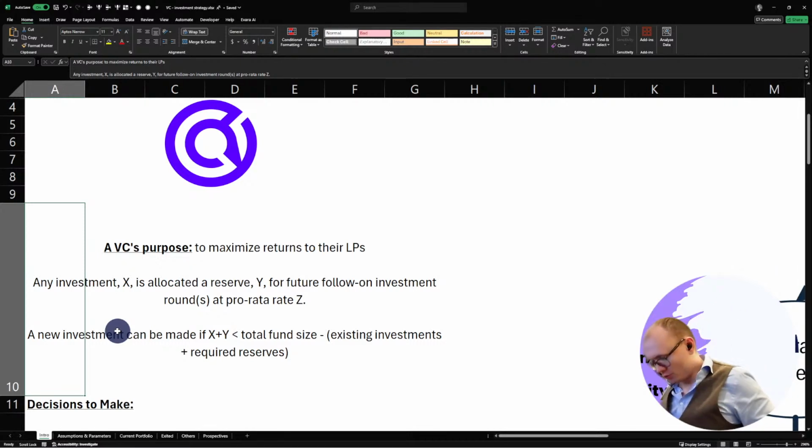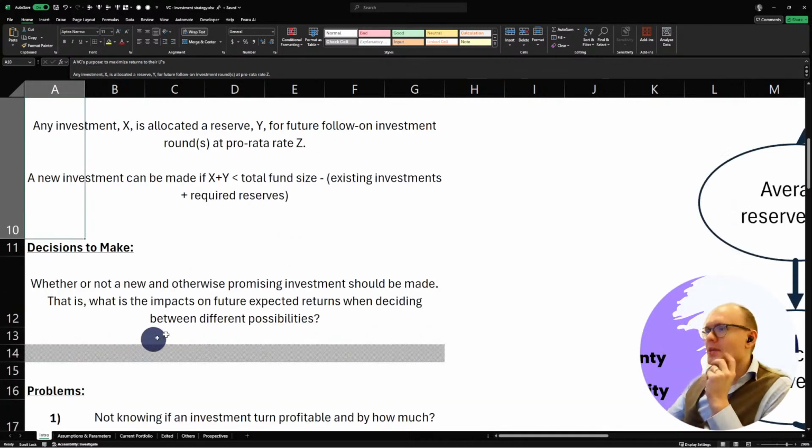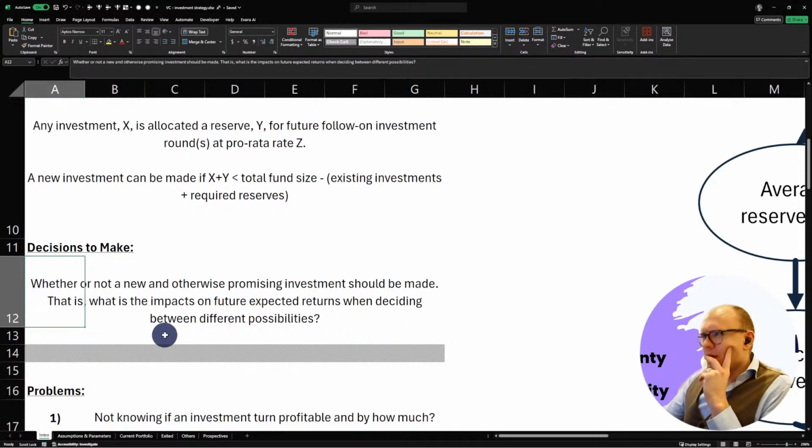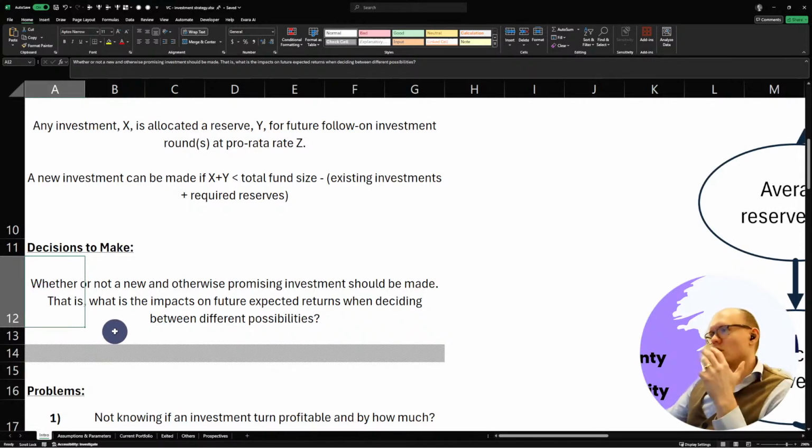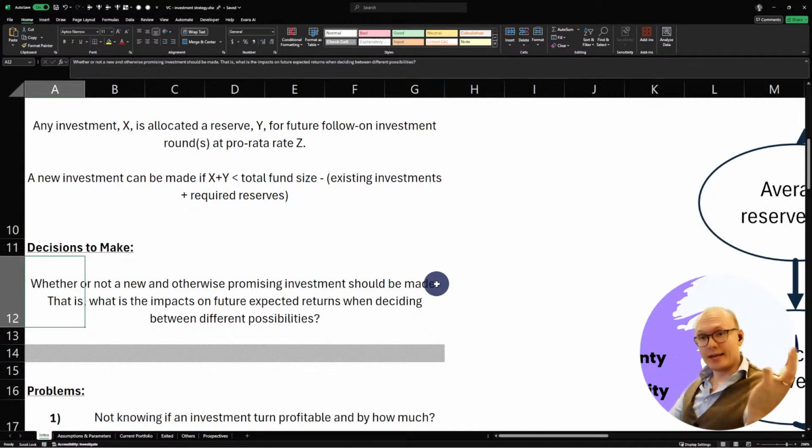Now, I think I've also prepared this, forgot a couple of other things we might want to consider. Let's see here. That is for further down the line. So the decision that we essentially would want to consider here is whether or not a new and otherwise promising investment should be made. Even if we like the potential company that comes along, we may not have the funds available.